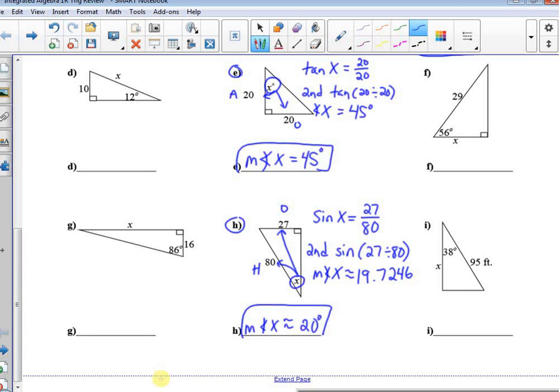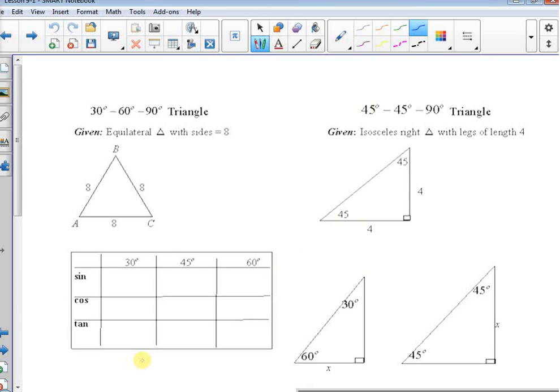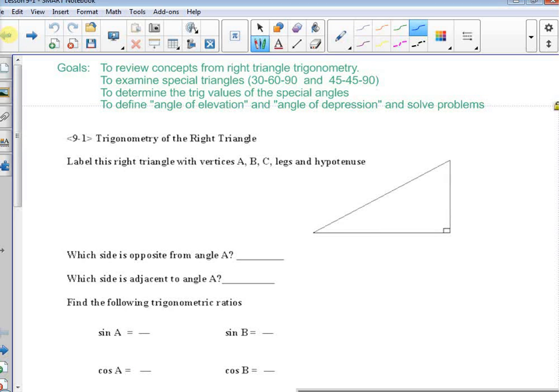So let's go on to the next page. Okay, so next page, there we go. We are going to be looking at some more of the trig functions, and then some angle of elevation and angle of depression. So let's begin. So label the right triangle with vertices ABC, legs, and hypotenuse. So it doesn't matter how you do it. I did A, B, and C like that.